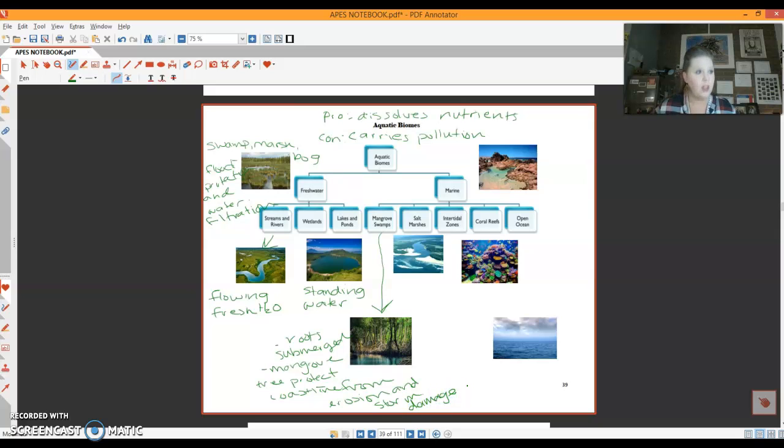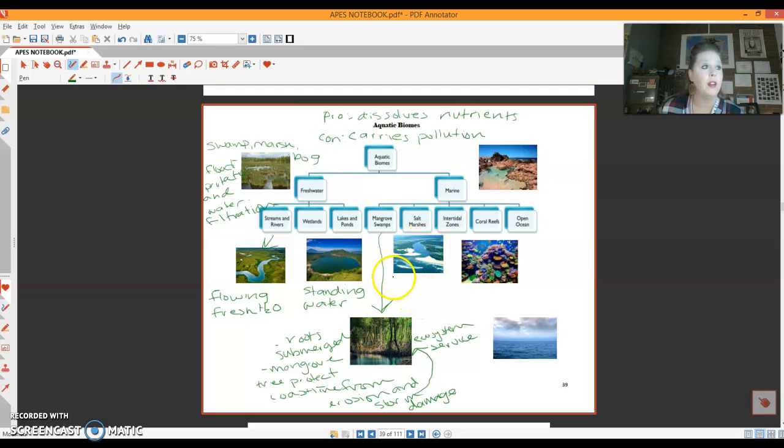Okay? So, when they protect the coastline from erosion and storm damage, that is going to be considered an ecosystem service. So, on the test, you may get a question asked, what is an ecosystem service provided by mangrove swamps or mangrove forests, protection from storm damage? Okay, so I'm just going to write over here, ecosystem service.